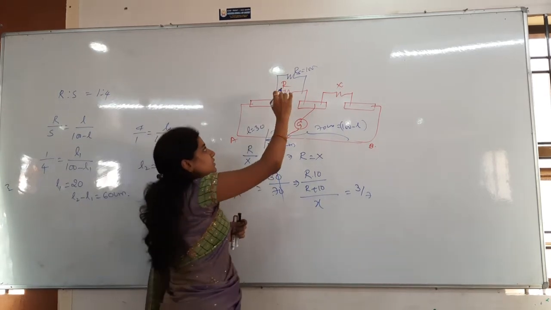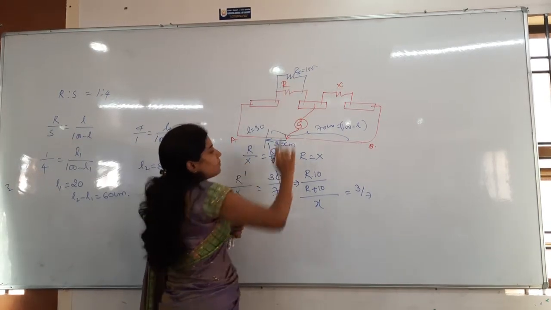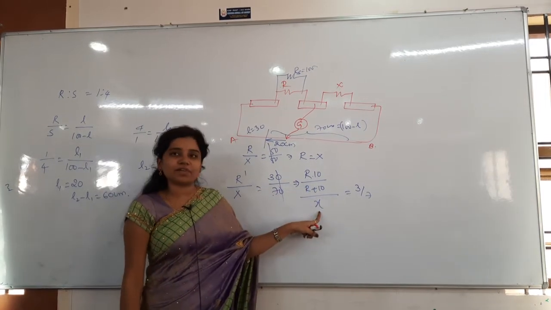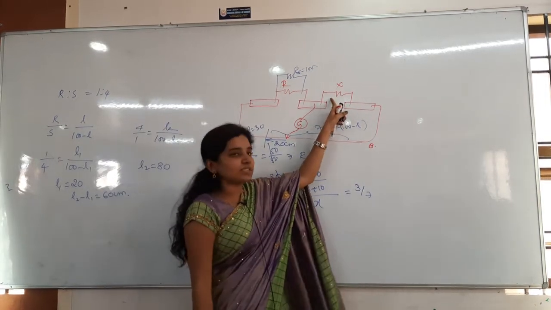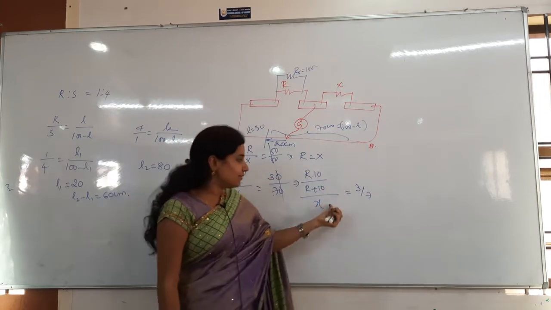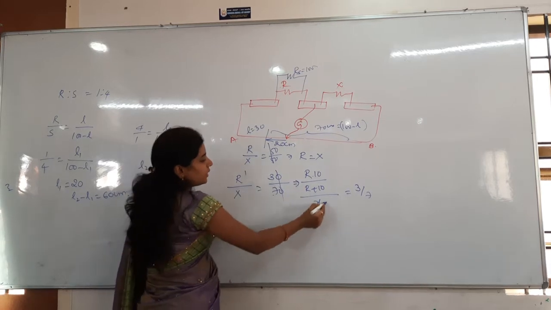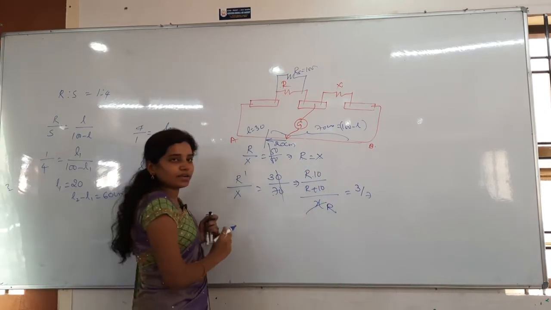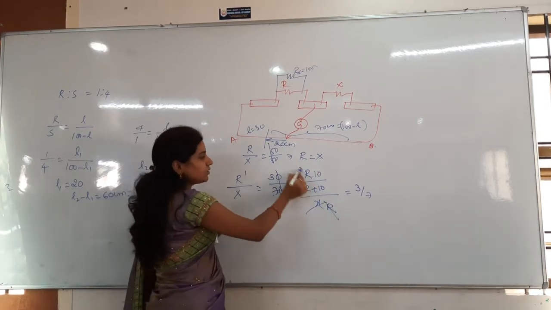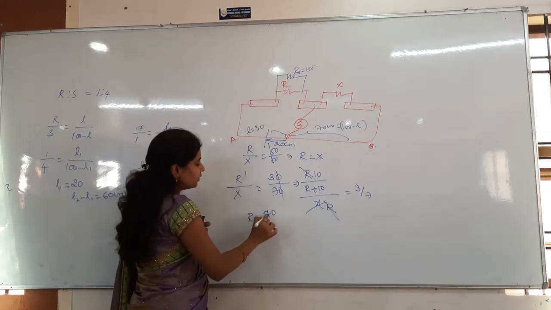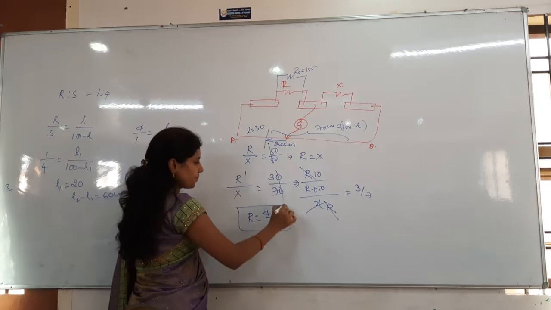R dash value is how much? Along with the shunt resistance, that is R into RS by R plus RS. That is what I have taken here. R into 10 by R plus 10 divided by X, again on the right gap, X only is there. So that divided by X is equal to 3 by 7. In the place of X, what can I write simply? R. X is equal to R, as before. Now R is equal to R, and then R gets cancelled. Then what will we get here? R is exactly equal to 40 by 3 ohms.